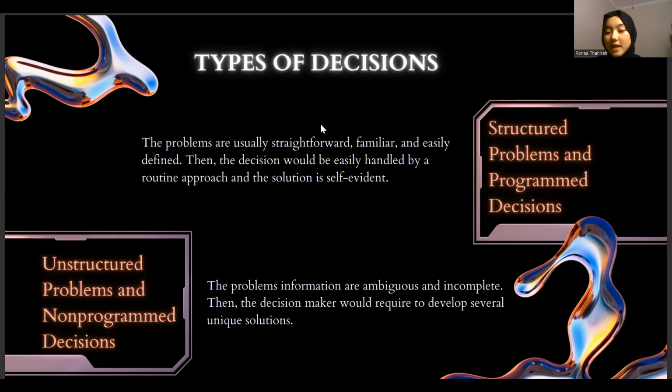The second is unstructured problems and unprogrammed decisions. The problem information is ambiguous and incomplete. Then the decision maker will be required to develop several unique solutions.